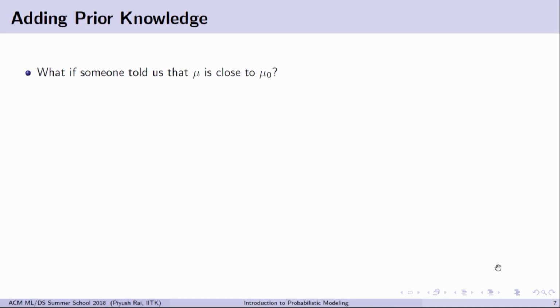Okay, so let's make the problem slightly more interesting. Now, suppose we have some sort of prior knowledge about the parameter that we are learning. So what is the parameter that we are trying to learn? The mean of the Gaussian distribution, mu. So suppose someone came and told us that this parameter mu that we are trying to learn is close to this value mu0. Mu0 is some number that your friend came to you and told you, I believe that mu is close to mu0. How can you use that information in your parameter estimation problem? How would we do that?